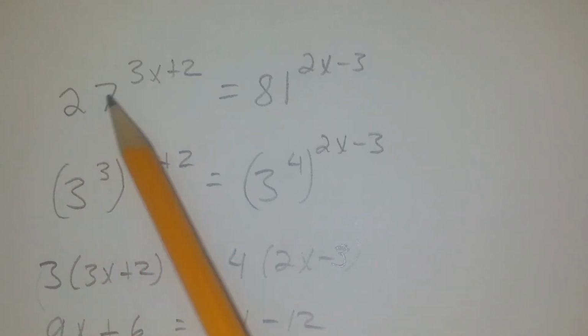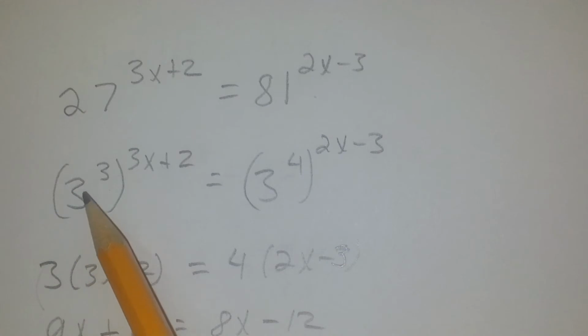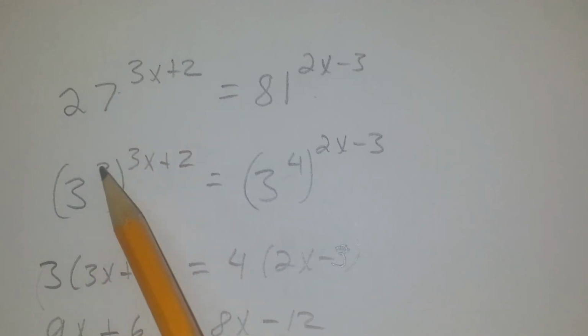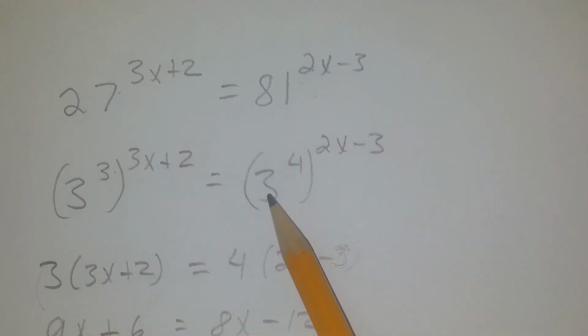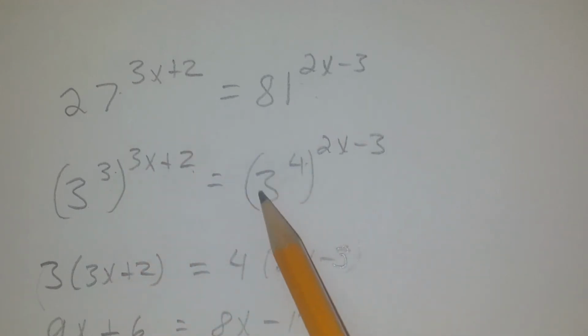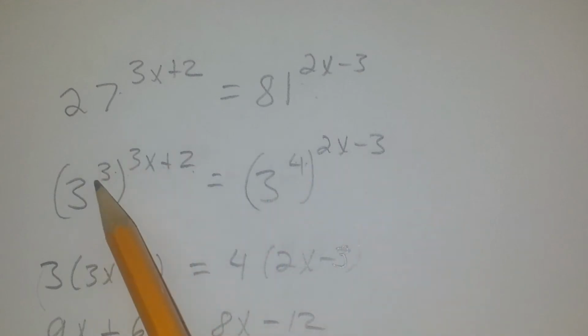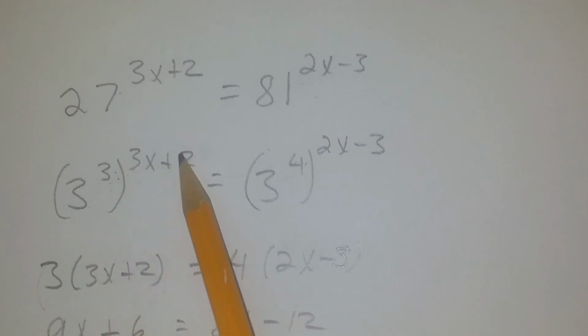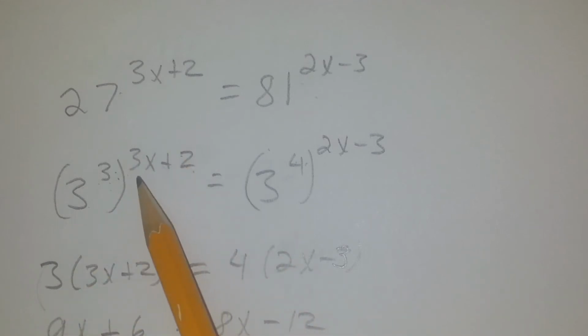Here's 27 and 81. Notice I know 27 is 3 to the third, and 81 has a base of 3 to the fourth. So this is going to be 3 to the 3x plus 2, and this is 3 to the 4 to the 2x minus 3. Remember, when you raise a power to a power, I'm going to multiply exponents. So again, my exponents need to equal each other because my bases are the same.